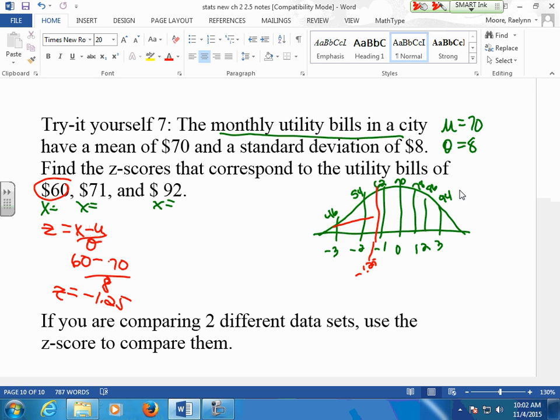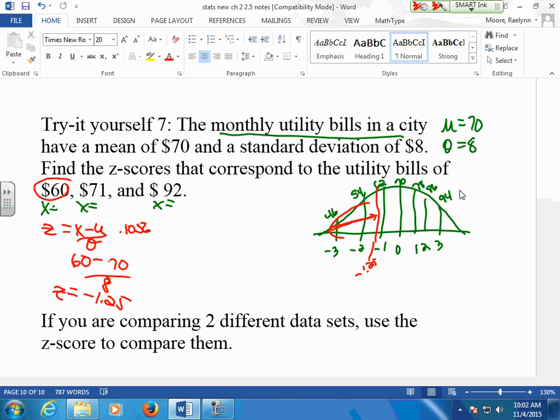So if you look up the z-score of negative 1.25, tell me what your area would be. Everybody look it up. This part's not in your book, but I want you to see the correlation. 0.1056. Did everybody get 0.1056? What does this represent? It's 10.56%. It's better than 10.56% of the utility bills here, if we could compare your utility bills. So in a percentile, it's ranked here.